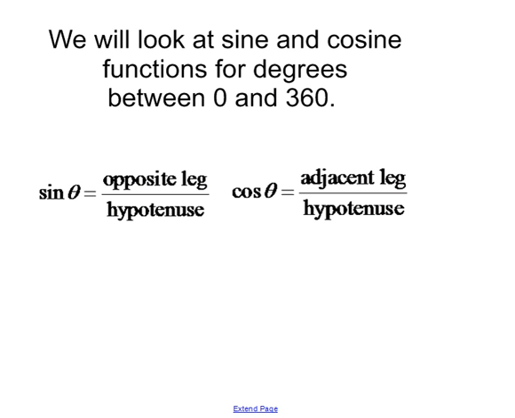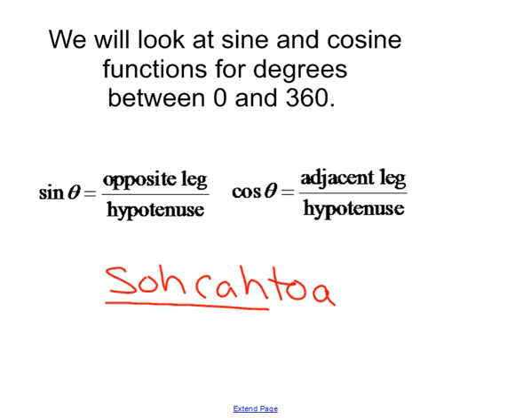All right, we're going to look at sine and cosine functions for degrees between 0 and 360. Some of us may remember SOHCAHTOA. We're going to concentrate on the SOHCAH today. So sine is the opposite leg over the hypotenuse, and cosine is the adjacent leg over the hypotenuse.